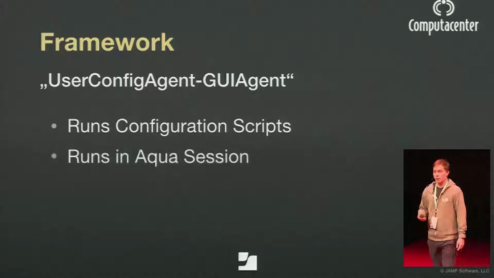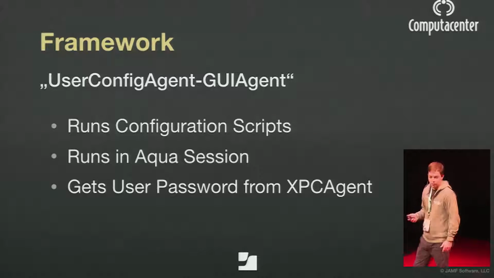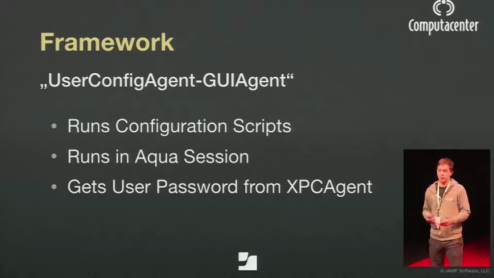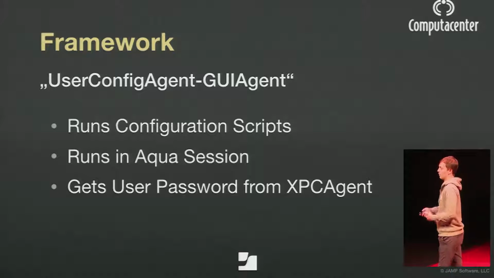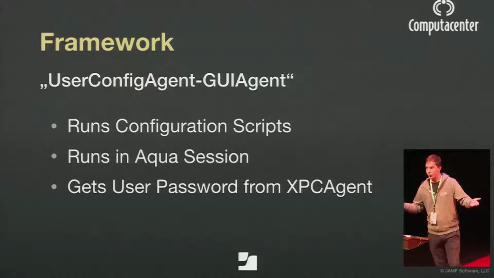The GUI agent, as I told, is a UI. It's running in the Aqua session, and this part is doing the actual configuration for the user environment. As I told you, when we log in, we have the password. The tool has the password, and now we need a connection to get this password for our configurations, for example for Outlook or Jabber.